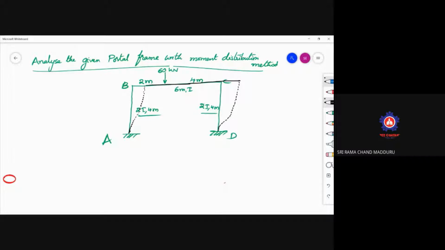So this is delta. This sway analysis we will do in two parts. One is we will do non-sway analysis. In the second step, we will do sway analysis. Understand this problem properly. So first of all, first write down the fixed end moments.